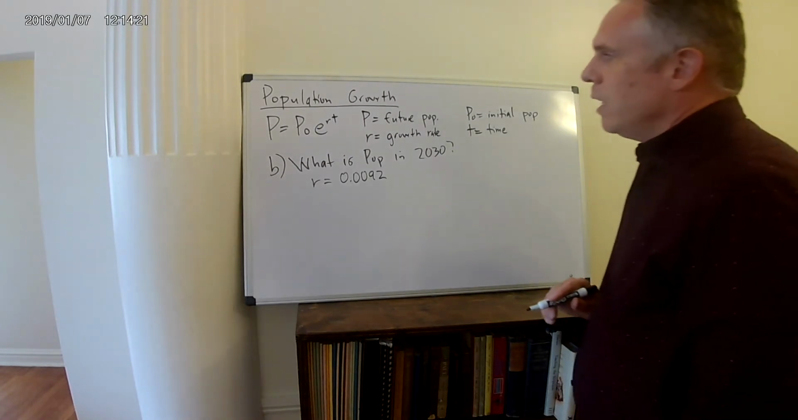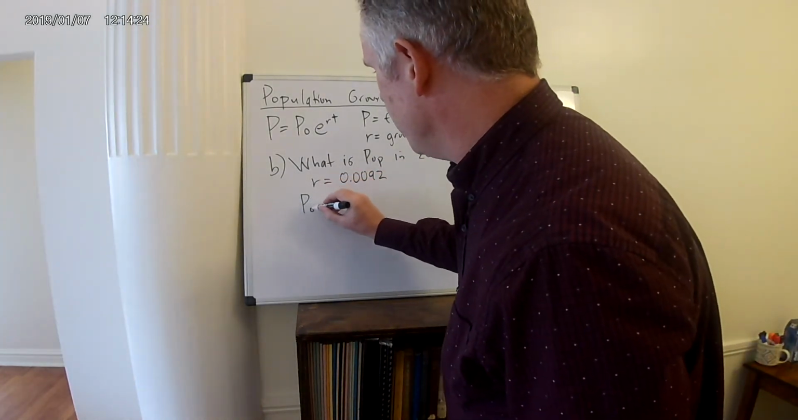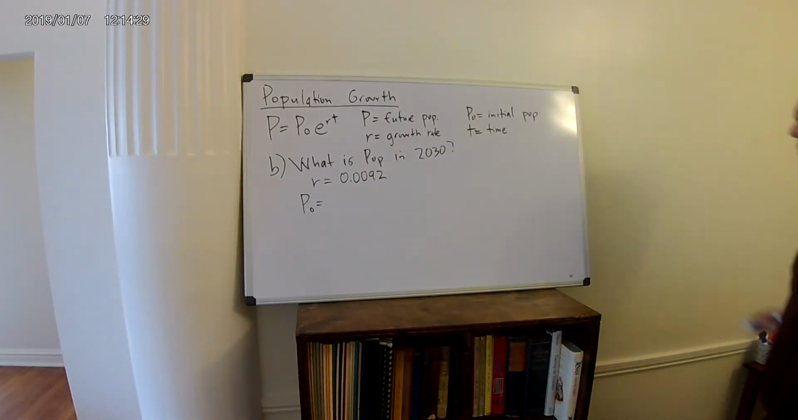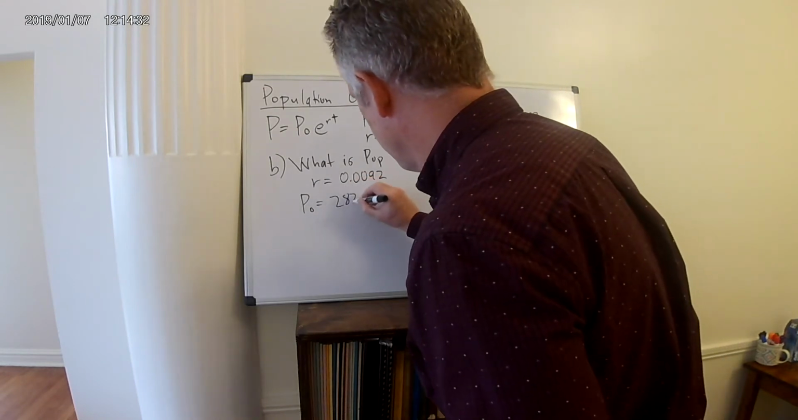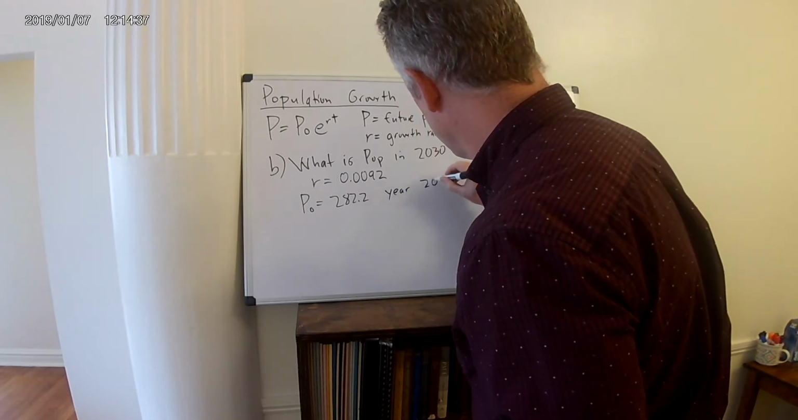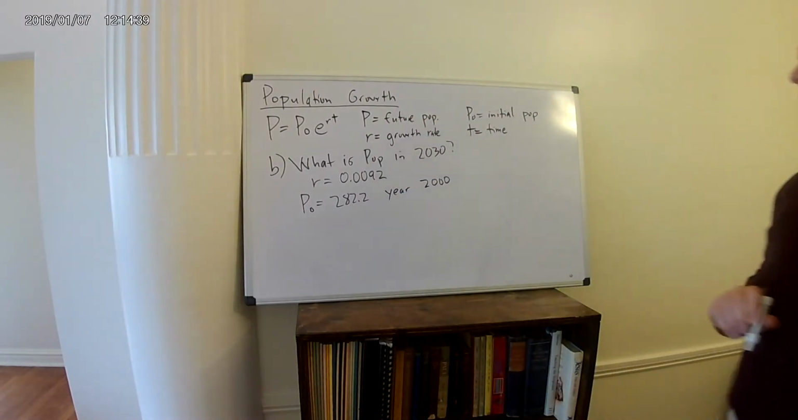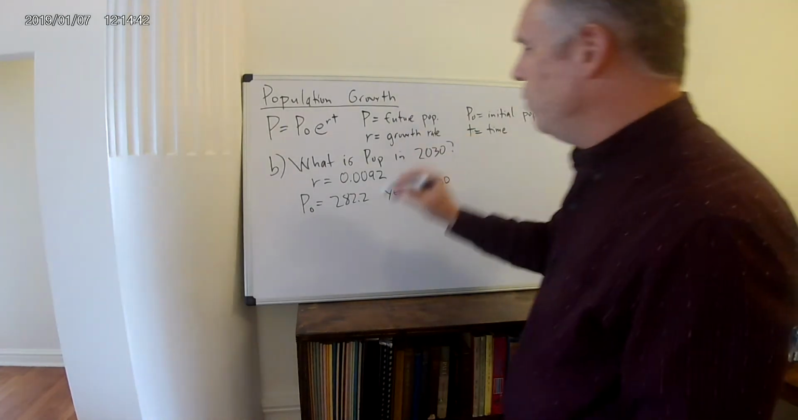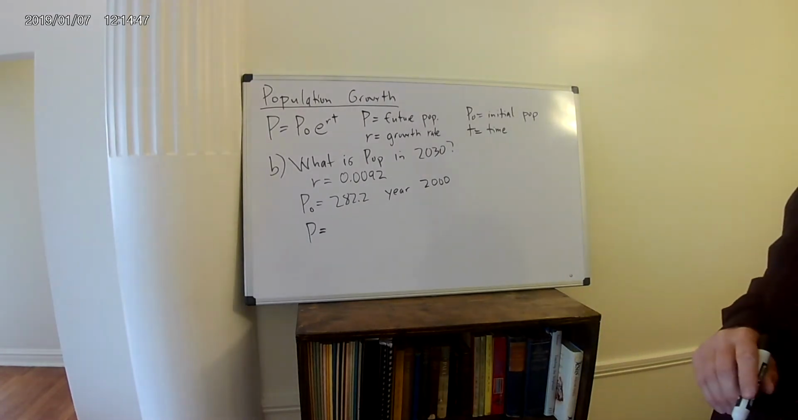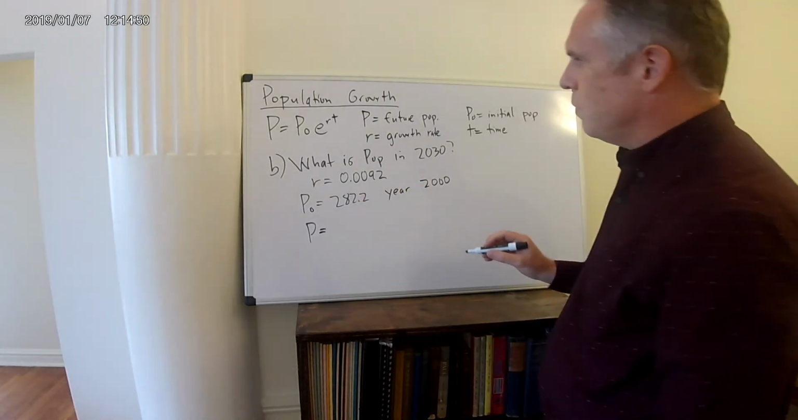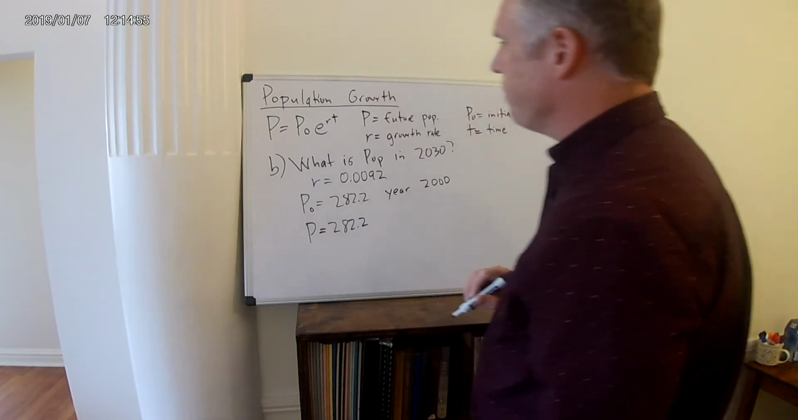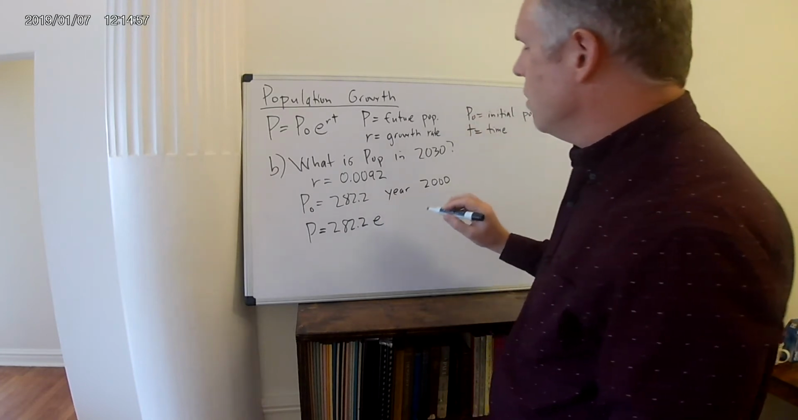The way we do this now is we can still keep our initial population. If you guys remember, our initial population was 282.2 million, that was in the year 2000. But now we want to figure out our future population. We don't know what our future population is. That's P. So we write P there, and our future population will be equal to our initial population, 282.2 million, times e to the rt.